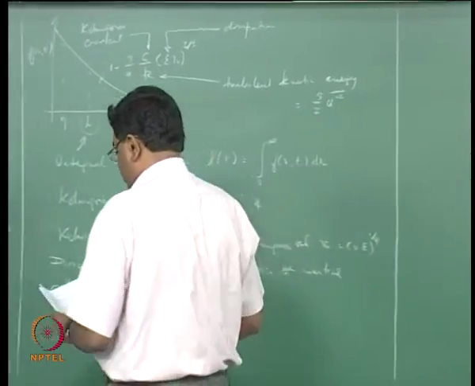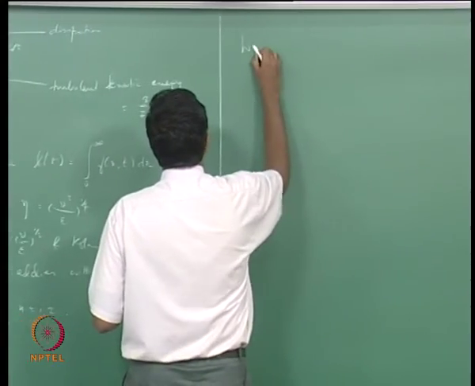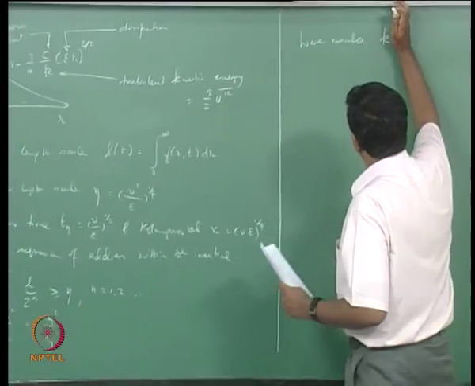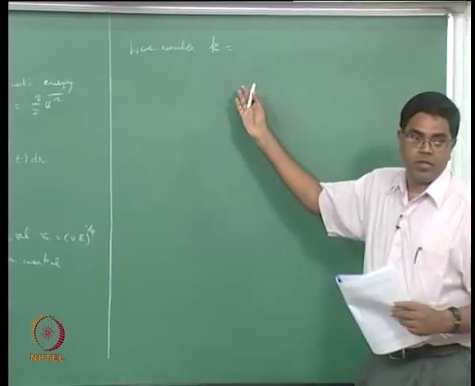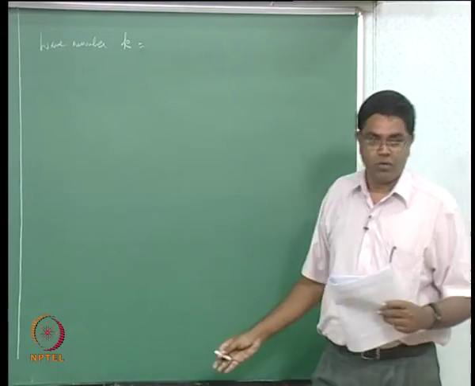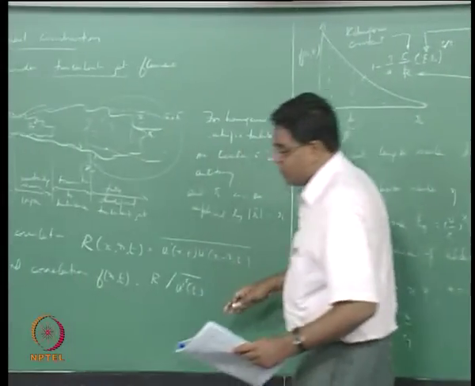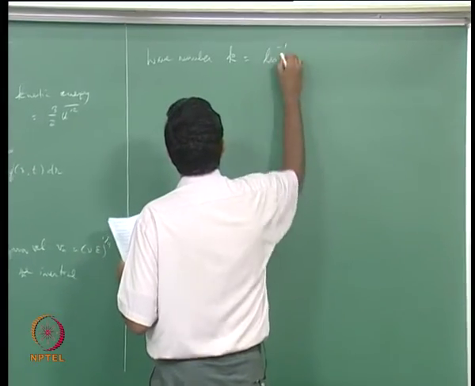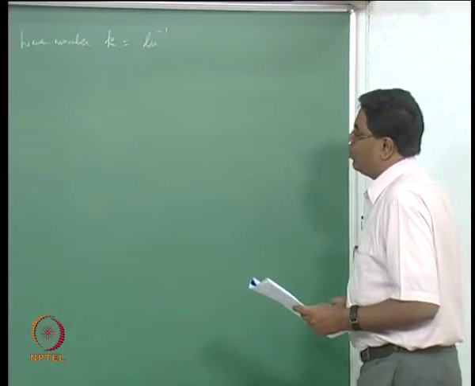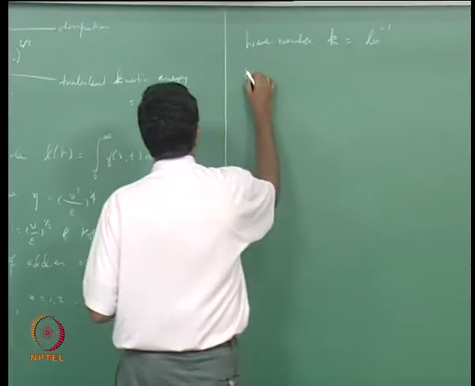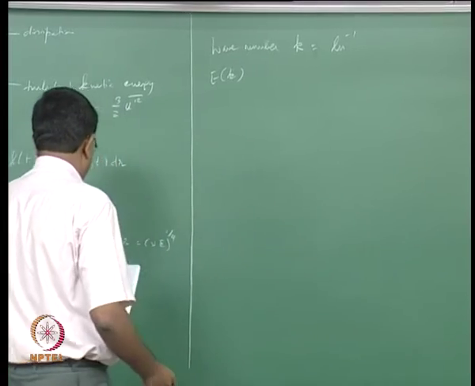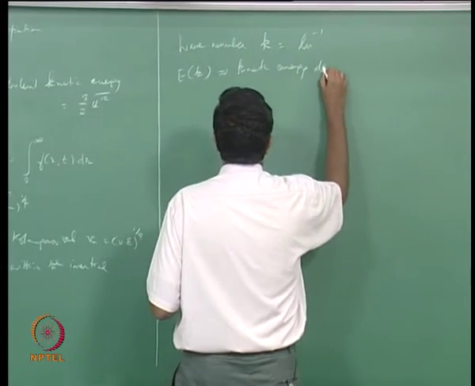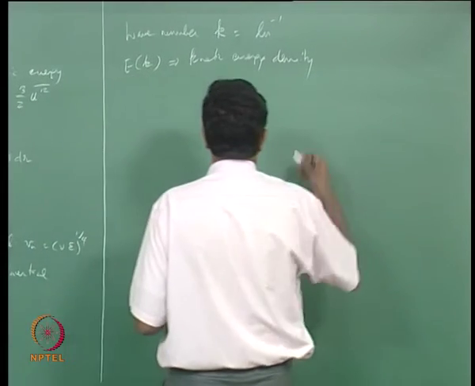then the next thing that we want to think about is what's called the wave number. For some reason, the turbulence community is very fond of K. Maybe because they like Kolmogorov a lot, so they keep using K for the turbulent kinetic energy as well as the wave number and so on. So this is typically 1 over the length scale, and what we are looking for is the energy density, which is the kinetic energy density per unit wave number.